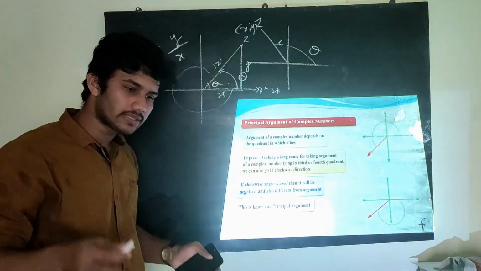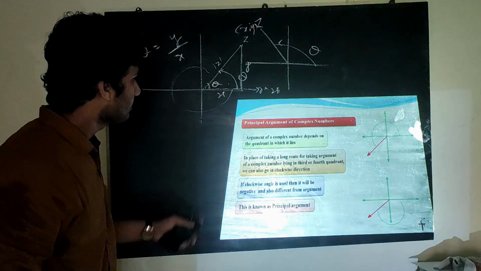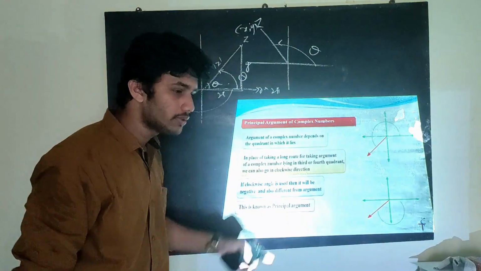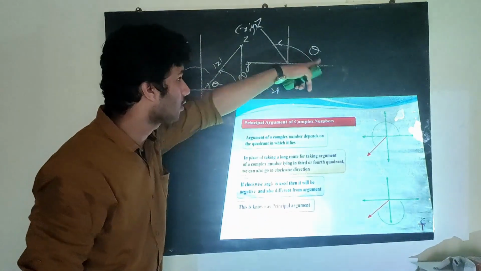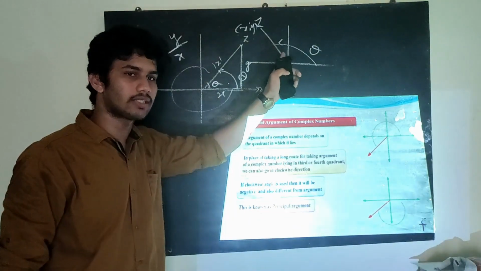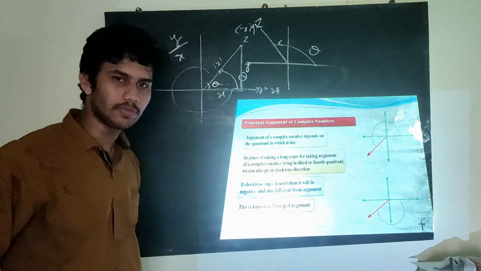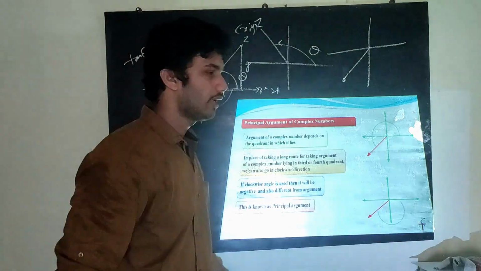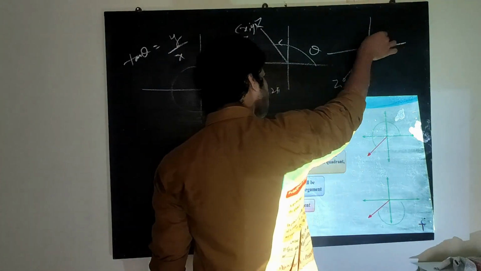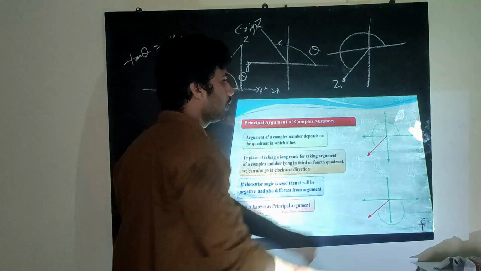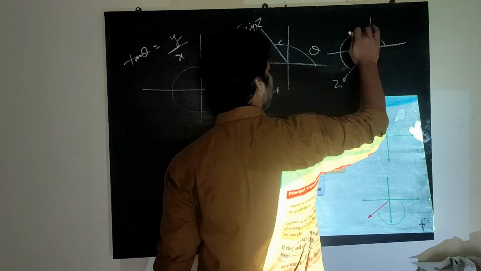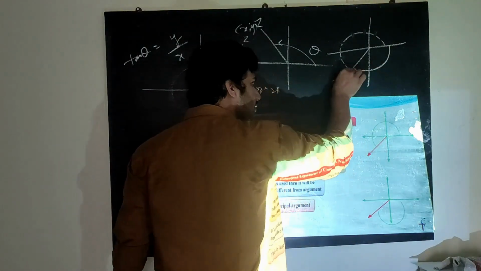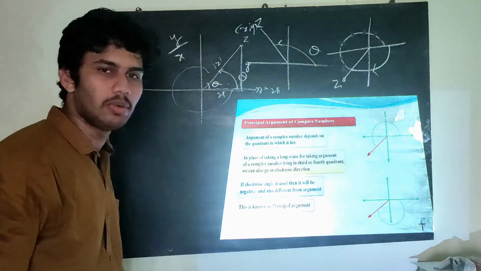So, if your complex number is in the first quadrant, then the argument and the principal argument are the same. If it was in the second quadrant also, the argument and principal argument remain the same. With the positive real axis, if you make an anti-clockwise angle, that will be your principal argument also. But if your z was in the third quadrant, rather than moving like this, I'll make a dotted line, you can move in the clockwise direction to make the least possible way.